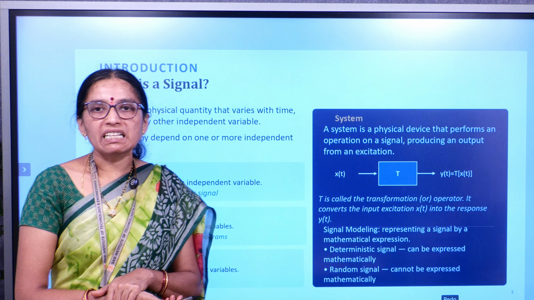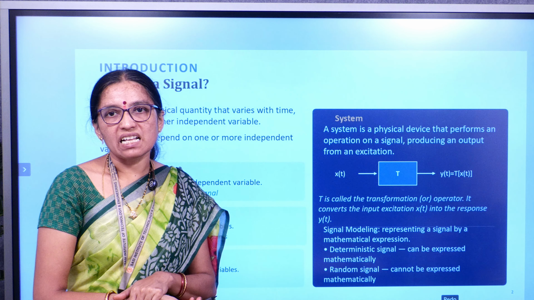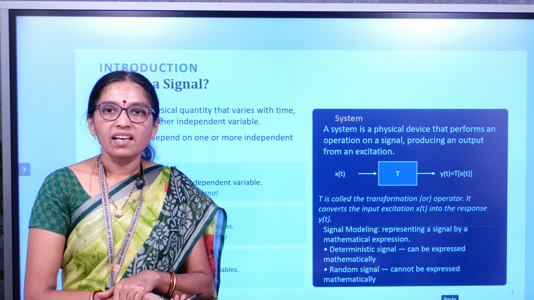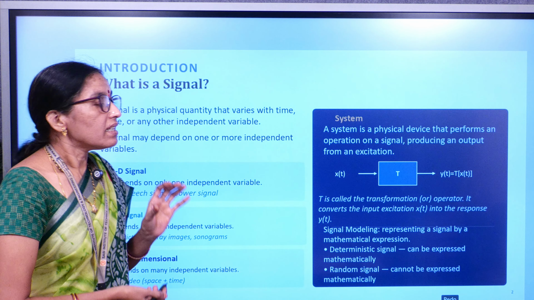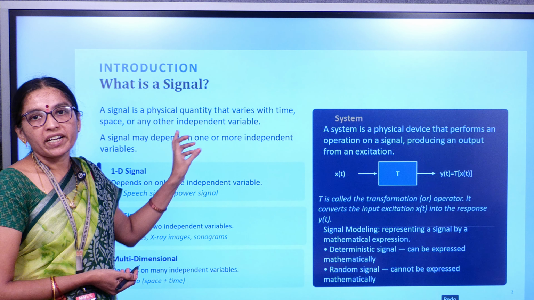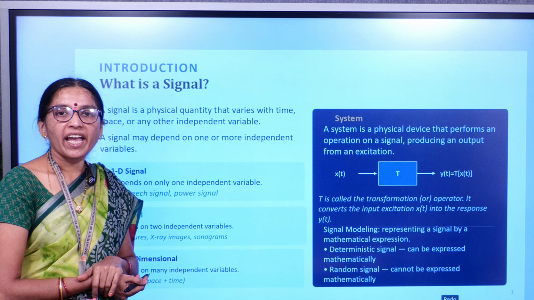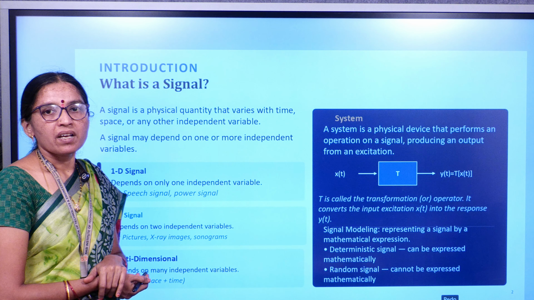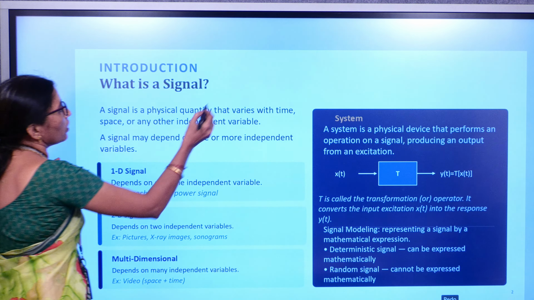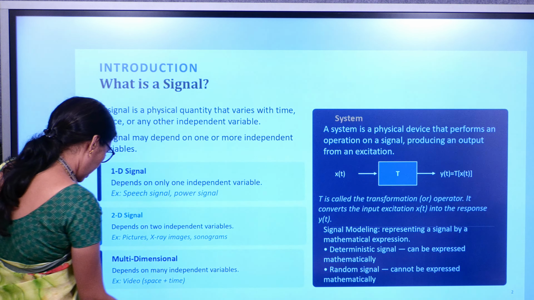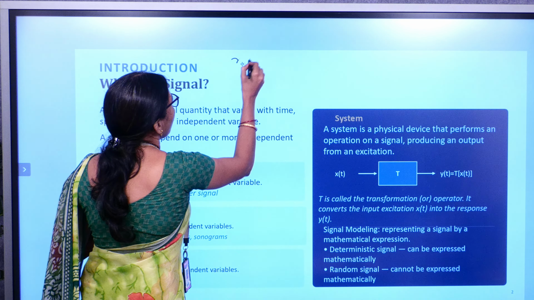So what is meant by signal? Where can we use the signals? Signal is nothing but a set of information, or it is a physical quantity that varies with time, space or any other independent variable. For example, x of t equal to sin t.